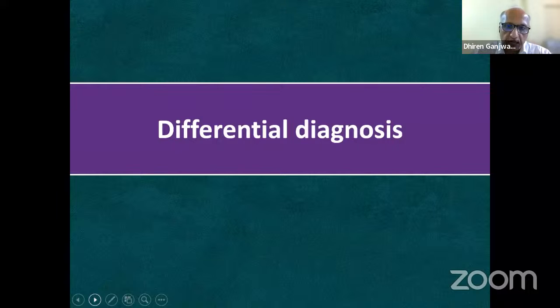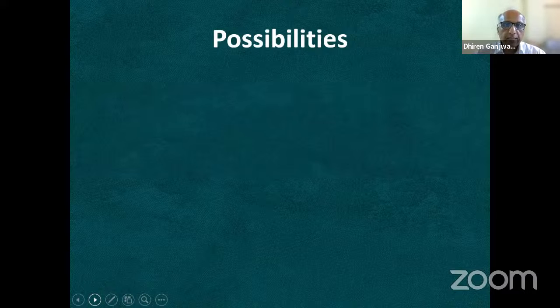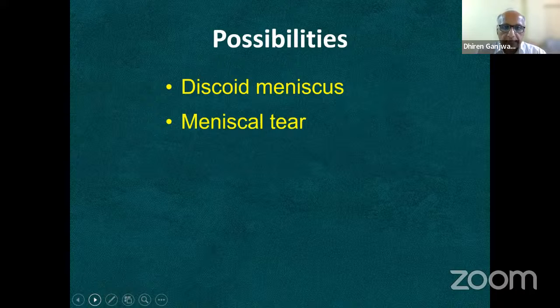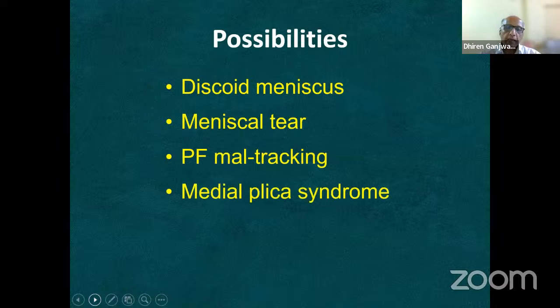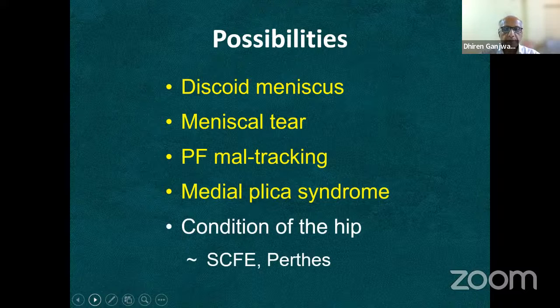For the postgraduates, what are the differential diagnoses? We are looking at an adolescent age group. So in that case, the possibilities are a discoid meniscus. A meniscal tear can also be there. And sometimes we need to differentiate that this is not patellofemoral maltracking, which is likely to present at this age, and medial plica syndrome. So these are the possibilities we have to think of. And both clinical examination and MRI will give us the clues.